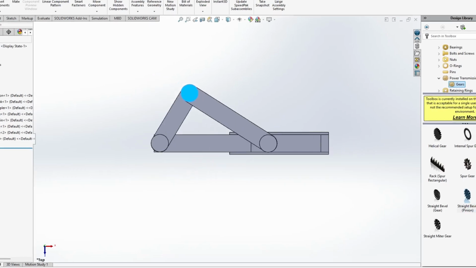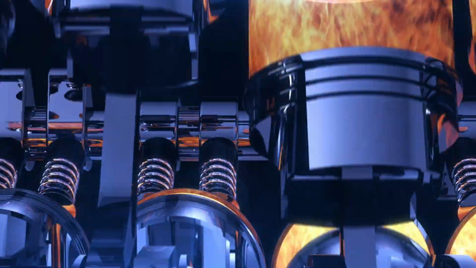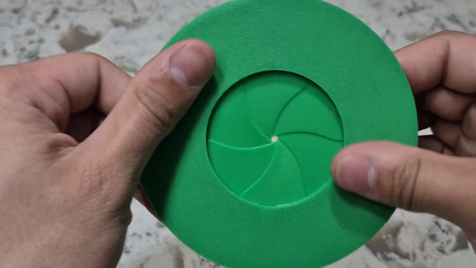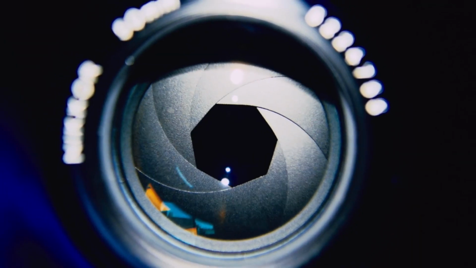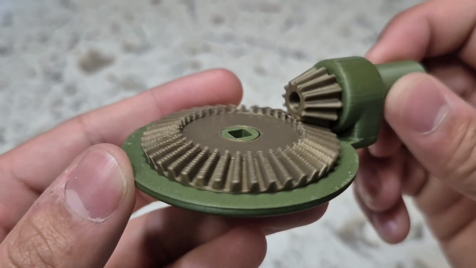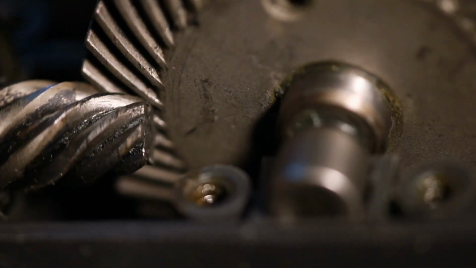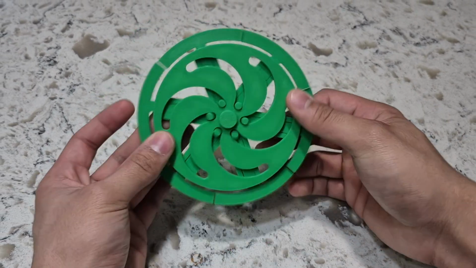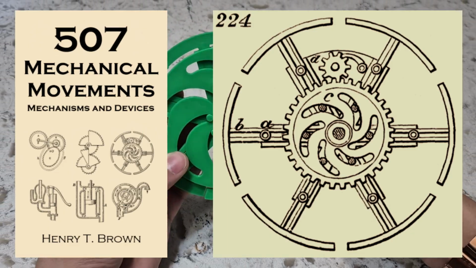So I'm not going to bore you with my initial reaction because I was just speaking a bunch of gibberish. However, could you blame me? I was just given all these random mechanisms and I had no idea how to combine them. Like literally, I was given a crank slider mechanism, which is used for car engines, and then I was given an iris mechanism, which is used for camera lenses. On top of that, I was also given a bevel gear, which is used for car differentials and other types of machinery. And lastly, I was given this random mechanism that was found in a 150-year-old book.